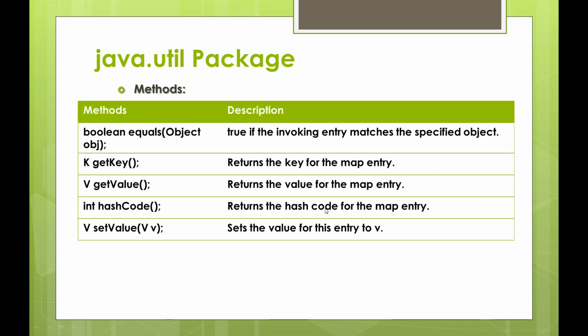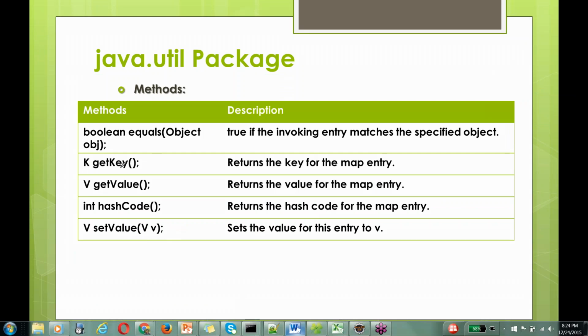Let's move on. What are the methods available in Map.entry? You can get a Map.entry from your map, and then use one of these methods to get the values. To get a key, you can use getKey. To get a value, you can use getValue, hashCode. And if you want to set a value for a particular key, you are invoking this method on a Map.entry object itself, so you know the key. Key and value represent one particular key-value pair. For that key, if you want to change the value, you can use the setValue method.